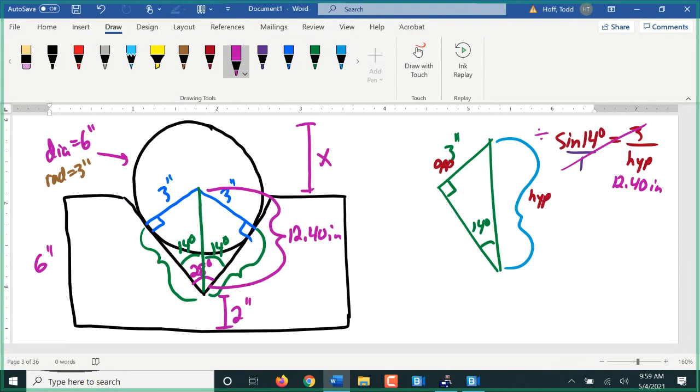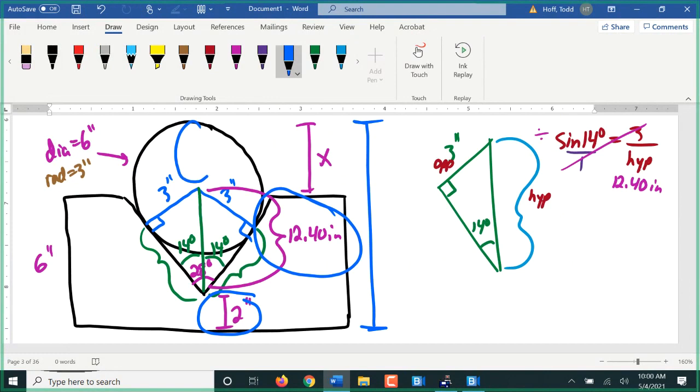Well, now we can find x, because one of our strategies for finding a height, we need to know the height from here all the way up to find x. Well, one of our strategies for doing that is to find pieces. We have the 2 inches here. We now have the 12.4 inches here. And we have this radius of 3 inches there. We add those up, 3 plus 2 plus 12.40 gives us a total of 17.40 inches.